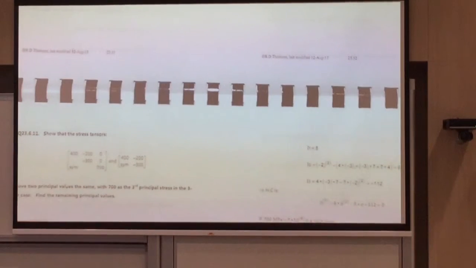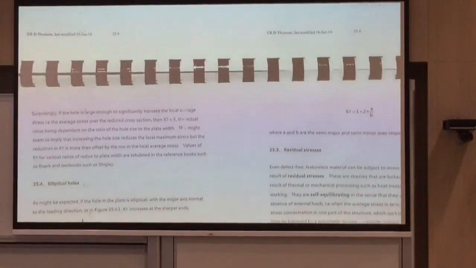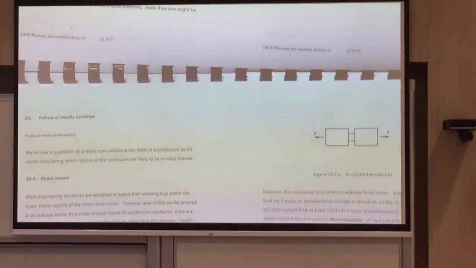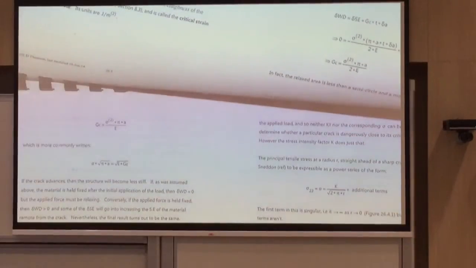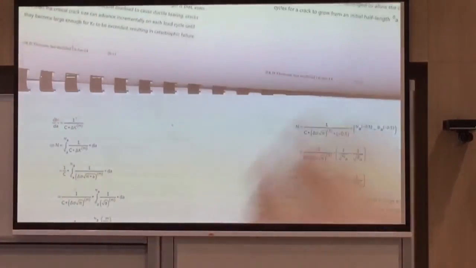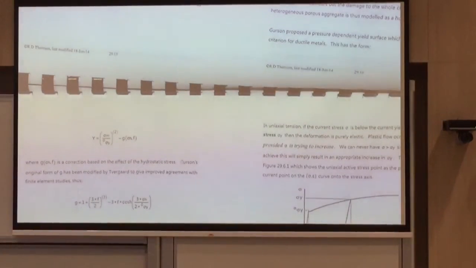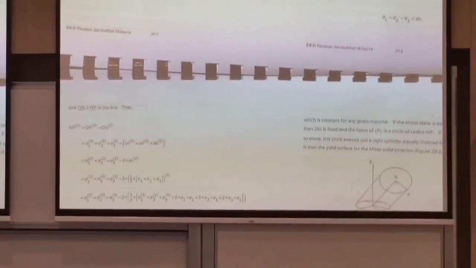Chapter 25. What's chapter 25? Yeah, failure of elastic continuum. Not 26. And then yes, elasticity chapter. This is coming up. Every time you do this kind of example, in the lecture, this will come up.